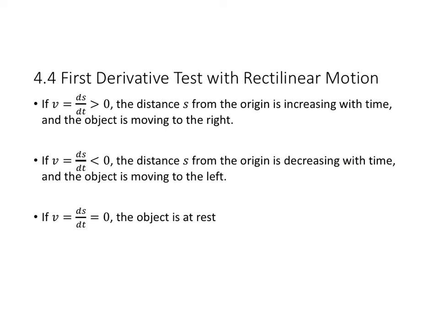So let's take a look at the first derivative test for rectilinear motion. So that's motion where we're going left and right. And we're talking about velocity. The summary of this is, when the velocity is positive, so the first derivative of position, the distance from the origin is increasing with time, so we're moving to the right. And when the velocity is negative, we're decreasing, so we're moving to the left. When the velocity is 0, the object is at rest. So the same exact idea as the first derivative test, we're just applying it to velocity.